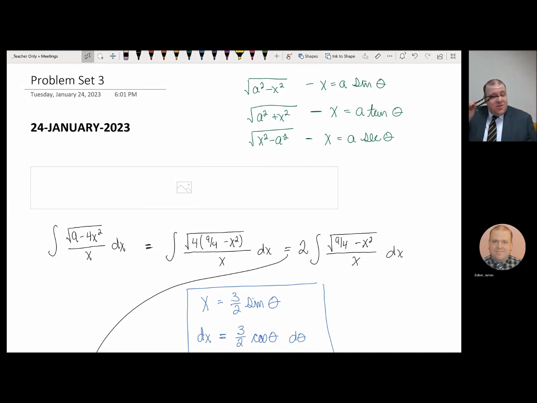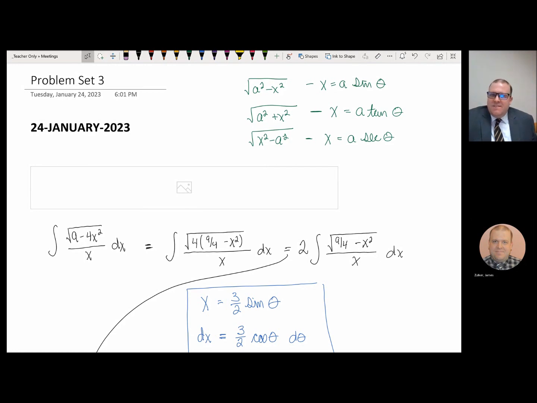And by the way, there's also a technique known as hyperbolic substitution for the exact same three. We use hyperbolic functions instead of trig functions. Lucky for you, I'm not covering hyperbolic functions.